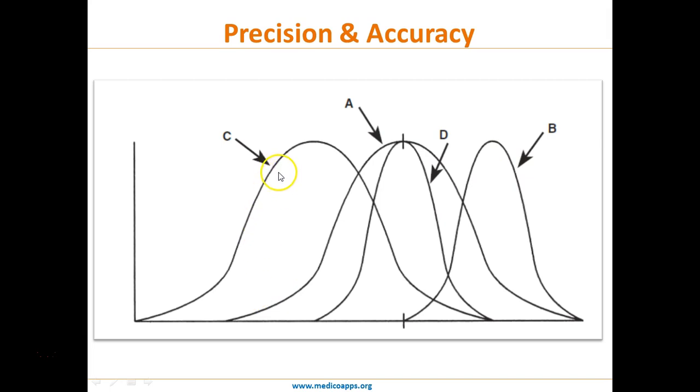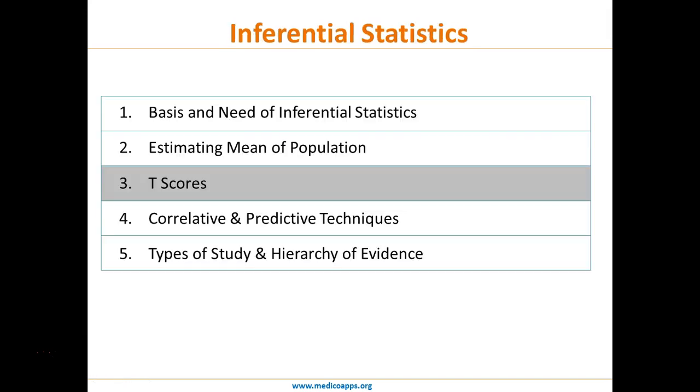If we see graph C, it is inaccurate because the mean is not coinciding, it is very far away from the actual mean, and it is also imprecise because it has the worst of both worlds. It's an imprecise and inaccurate observation curve. So I hope both these curves can be used to create image based questions.